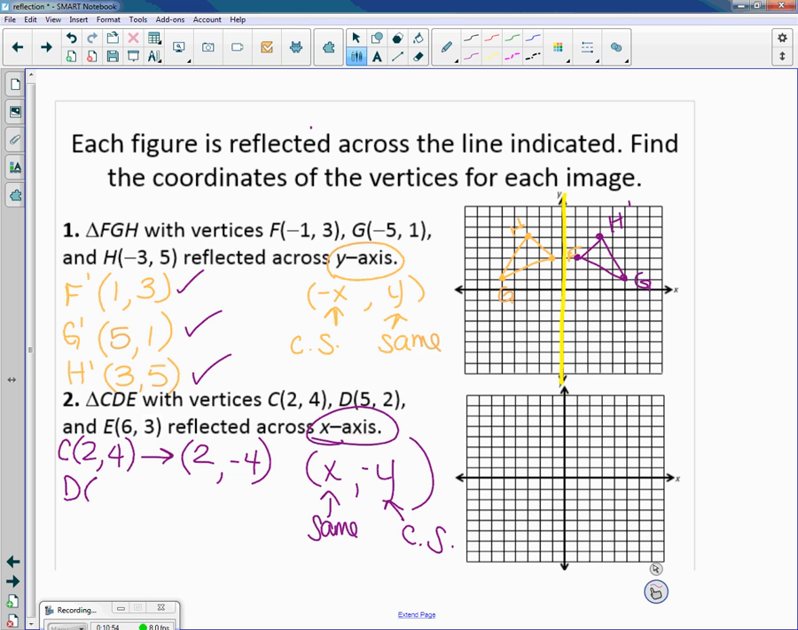My D was at 5, 2. It's going to change to 5, negative 2. And my E is at 6, 3. It is going to change to 6, negative 3. And you all can grab that one on your own.